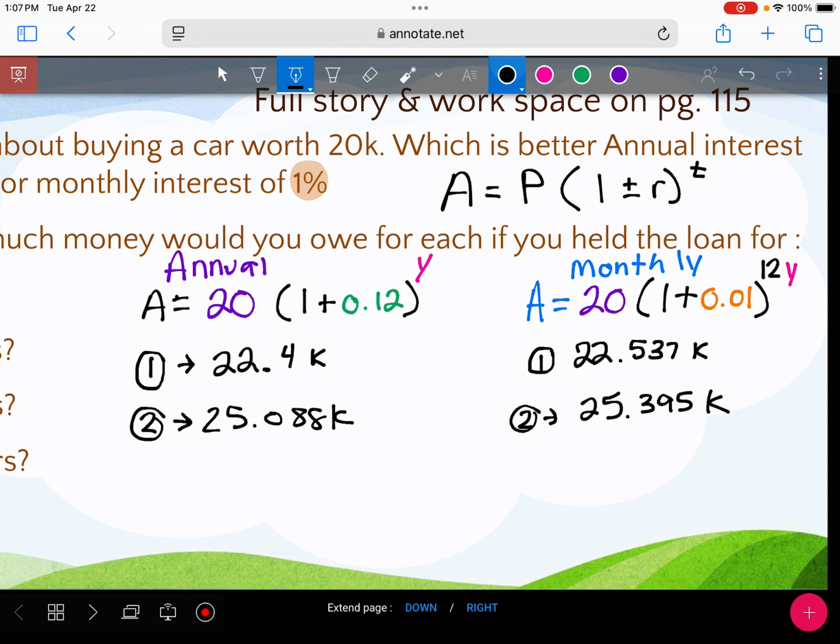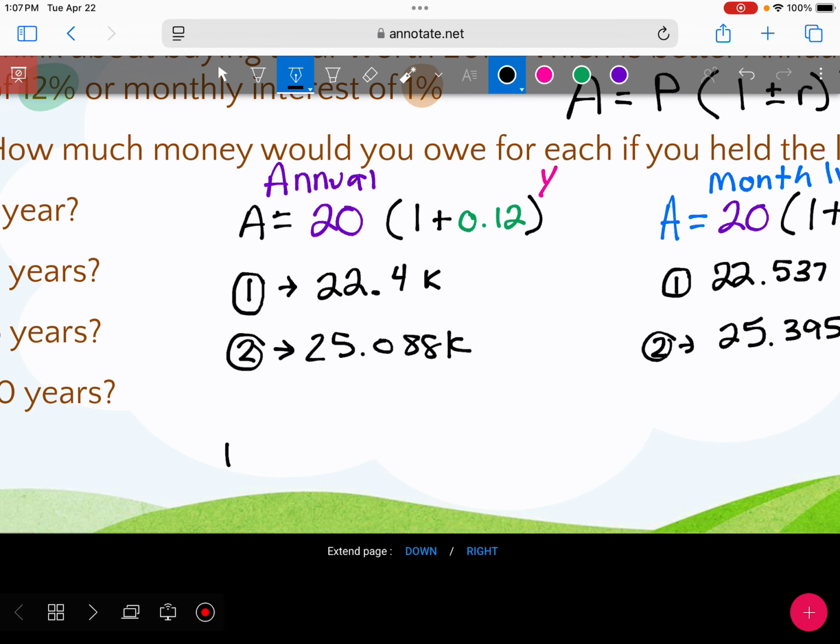My little PSA: please don't do this. If you wait 10 years to pay off your car loan, how much money do you owe for this $20,000 car? We're going to do it on both. On our annual one. Yeah, and change. $62,000 on your $20,000 car. You've paid more than 3 times what your car is worth.